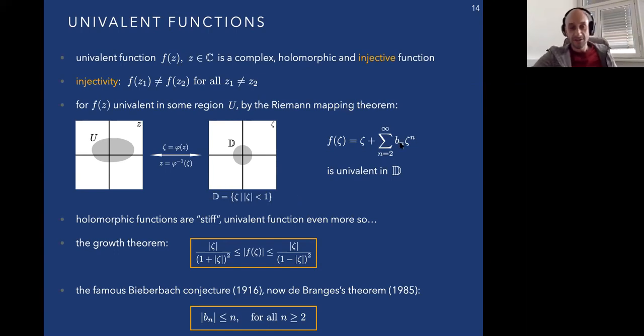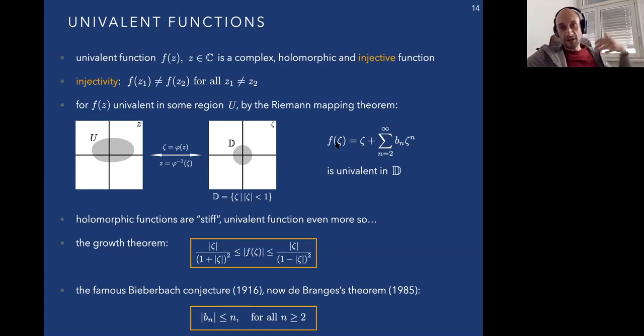Now, of course, such a function in the zeta plane has a power series representation. f(z) has some power series representation. It's analytic, so it's guaranteed to converge everywhere on the open unit disk. And I can always normalize this function in such a way that this function is 0 at 0 and its first derivative is 1. These normalized univalent functions are usually called schlicht functions. In German, they're simple functions.